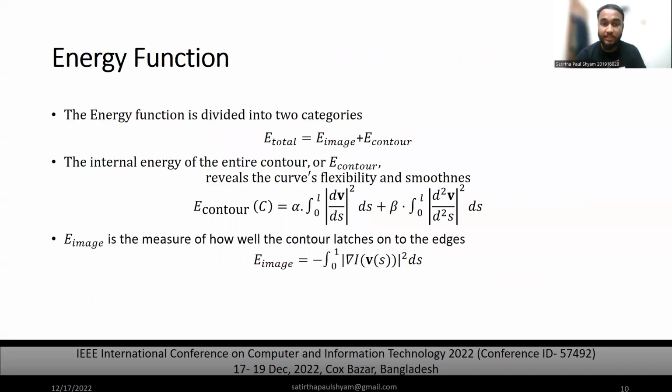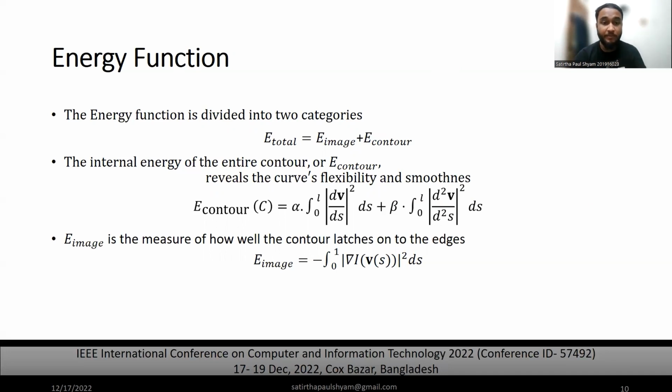Energy function is another important term in active contour-based model. It is the energy function that is behind the evolution of the curve. The curve evolves in order to minimize the energy function. The energy function is divided into two categories: energy of the image, E image, and the other one is energy of the contour, E contour. The internal energy of the contour, or E contour, reveals the curve's flexibility, smoothness, and elasticity. We all want the curve to tightly fit the boundary of the object, and for that reason, elasticity is an important term here.